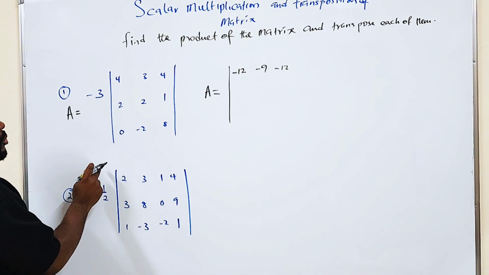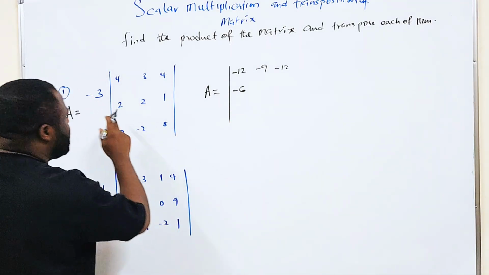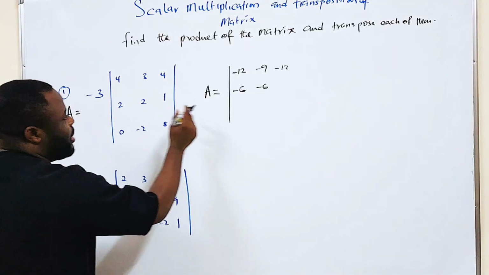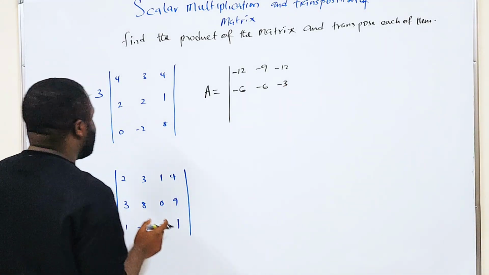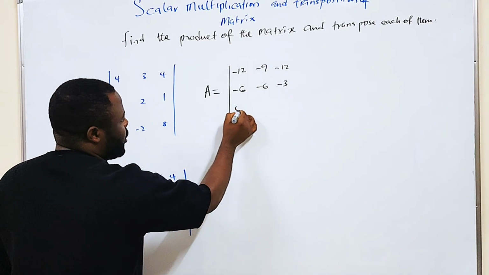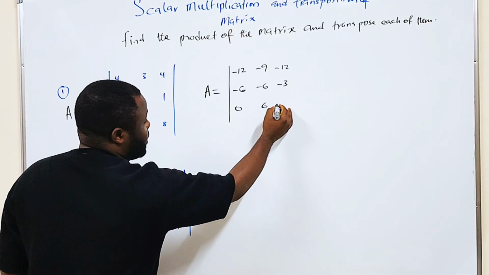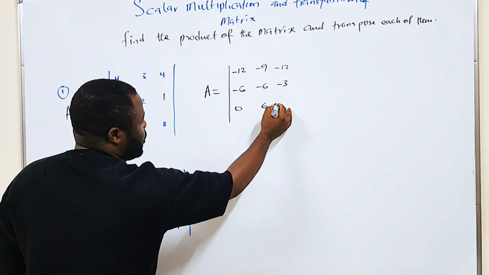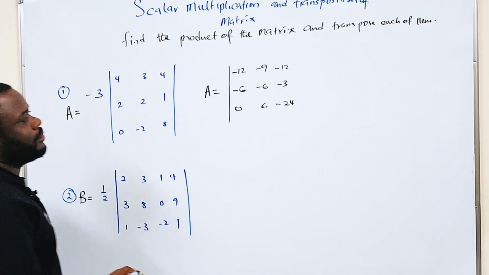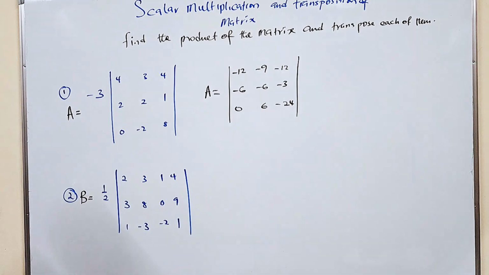Let's talk about the second row. -3 multiplied by 2 will give us -6. -3 multiplied by 2 will also give us -6. -3 multiplied by 1 will give us -3. Then we have the third row, which is going to be 0 here, then 6 here, and -3 times 8 is going to give us -24. And that is the product of matrix A.